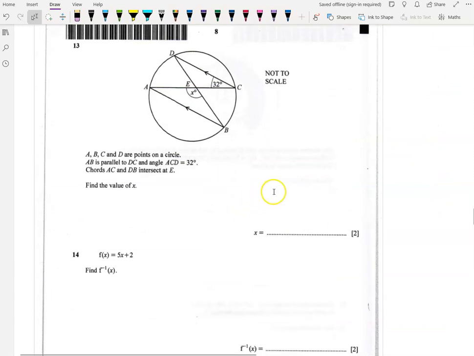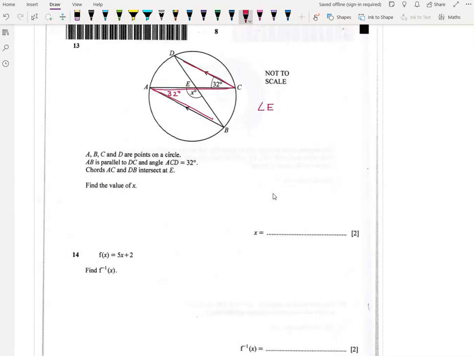A, B, C and D are points on a circle. AB is parallel to CD and angle ACD is marked in the diagram as 32. Chords AC and DB intersect at E. Find the value of x. Since the two sides are parallel, these two lines are parallel, so we have a pair of alternate angles. So we can write here this angle is 32 degrees.